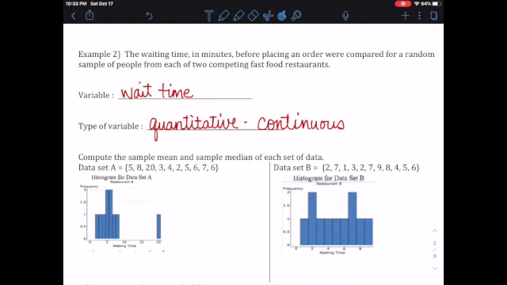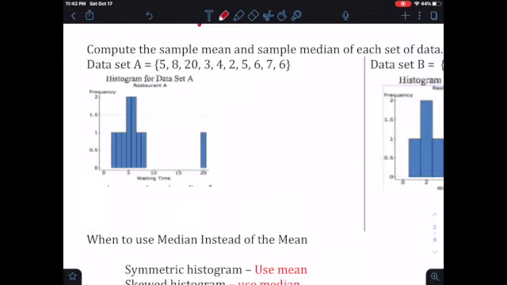The type of variable is quantitative and continuous, because again it is numerical, and continuous means they don't have gaps in between. They don't just wait for 1 minute, 2 minutes. They can wait 1 minute 30 seconds or 1 minute and 35 seconds. Anything could be happening in between the 1 and 2. Therefore, it's continuous.